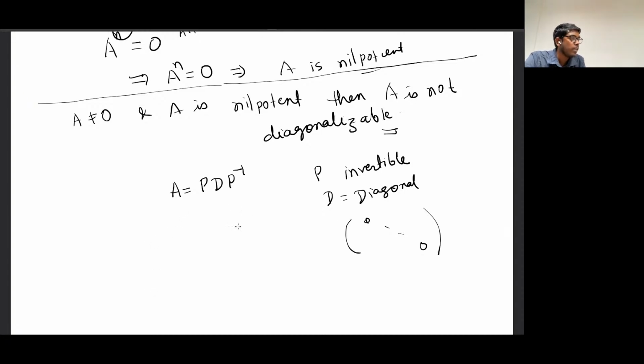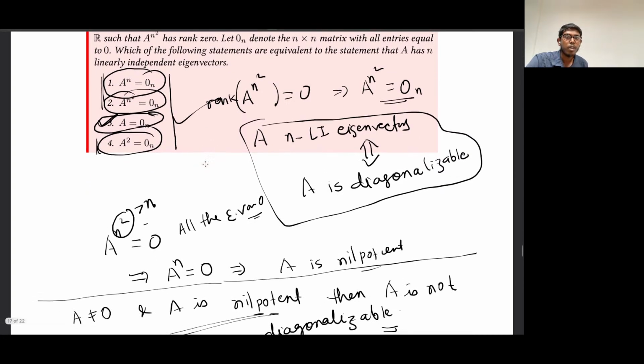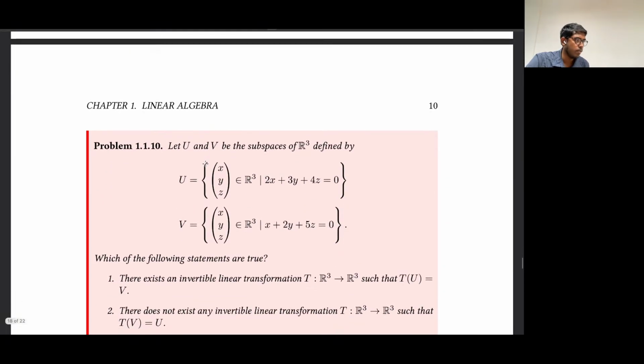So now what is given? That A to the power n is 0. So A to the power n equals P D to the power n P inverse. But I don't need to do that also. From here, what can you say? All the diagonal entries of D are 0. That means A equals 0. But we have already assumed that A is non-zero, so that's not possible. That's a contradiction. Therefore, a nilpotent matrix cannot be diagonalizable, and hence these other options are false. So this is the only correct option. Let's proceed to the next problem. I hope this is clear.